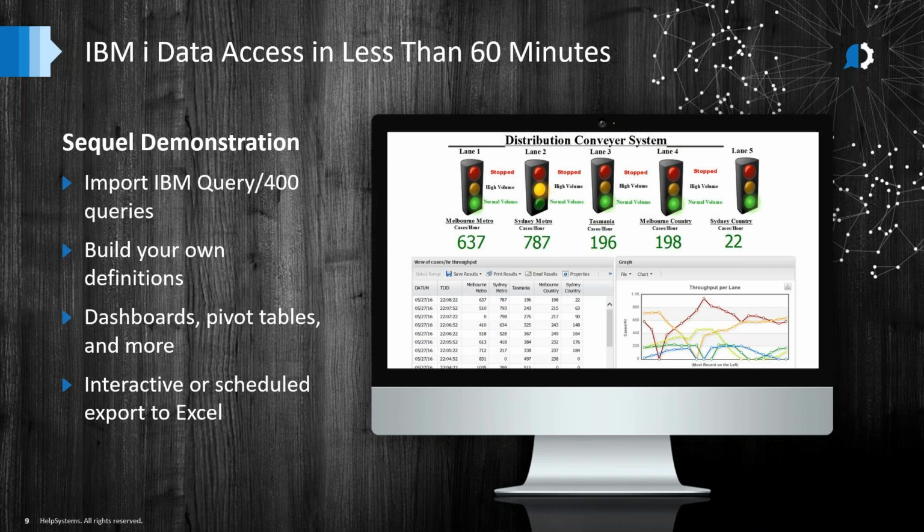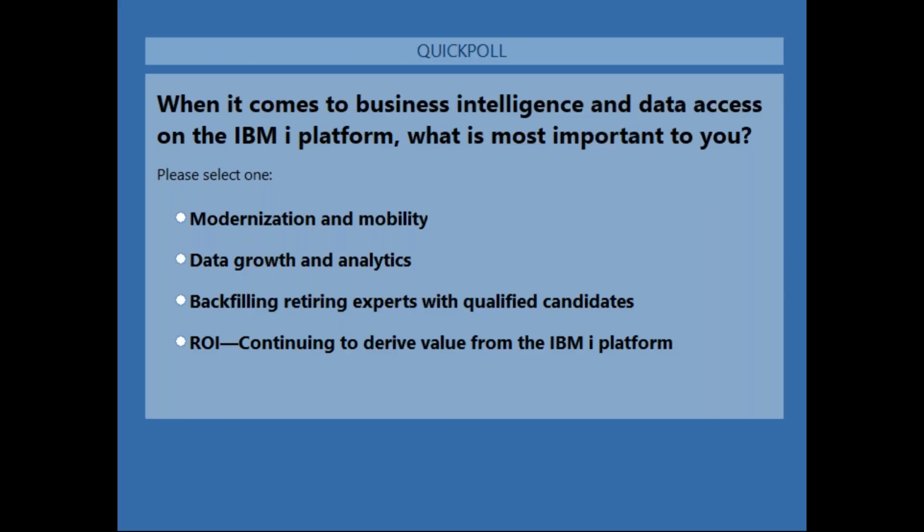All right. So before I jump into the demo, I do have a quick polling question that I'm going to share. So let me launch the question. There we are. If you're out there, go ahead and take just a minute. When it comes to IT, business intelligence and data access on your IBM i, what's the most important to you of these four choices?